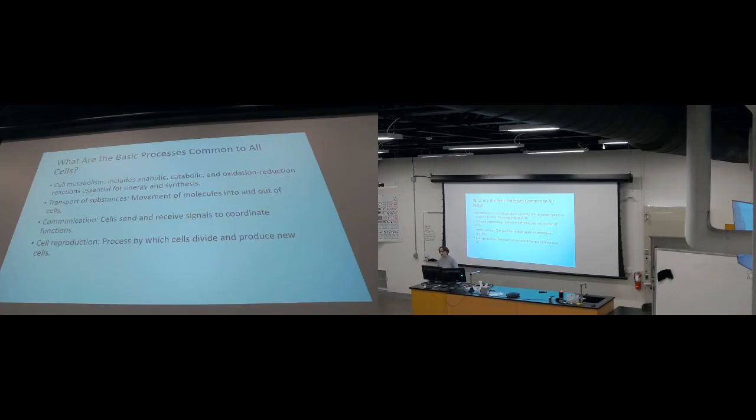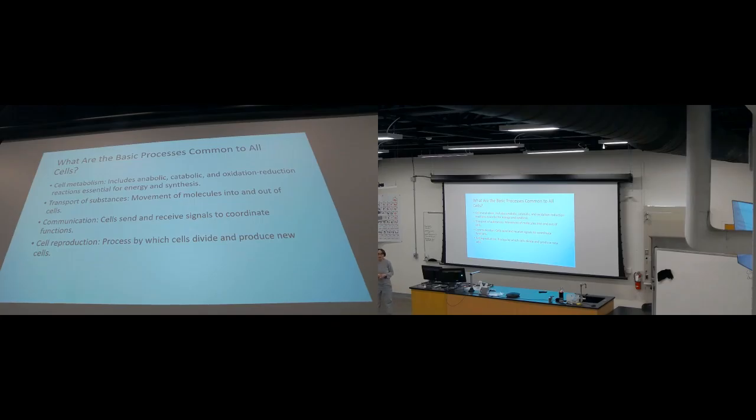So, basic processes common to all cells. Metabolism. And metabolism is subdivided into anabolism and catabolism. Basically, in catabolism, you break down large molecules into smaller molecules, and in anabolism, you bring smaller molecules or monomers together to create a long or a large molecule.